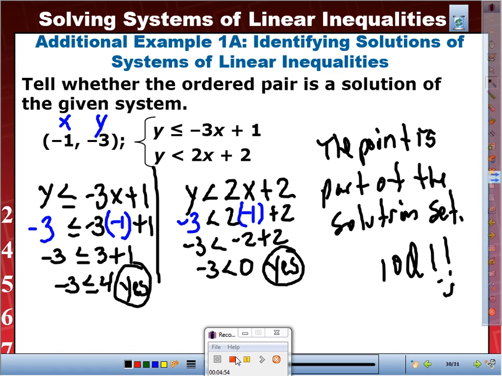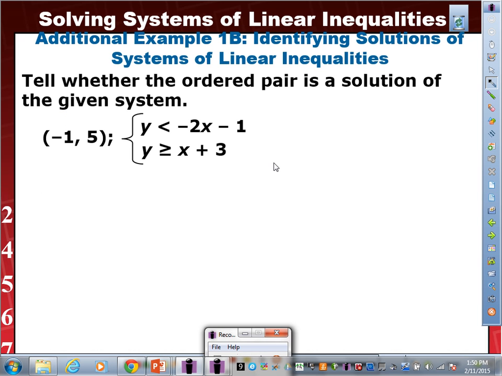Copy this one, example 1B. You don't need to write the verbatim anymore. Just copy the point, -1, 5, and the system is y less than -2x minus 1 and y greater than or equal to x plus 3. The verbatim is the words. See what you get for that one, please?